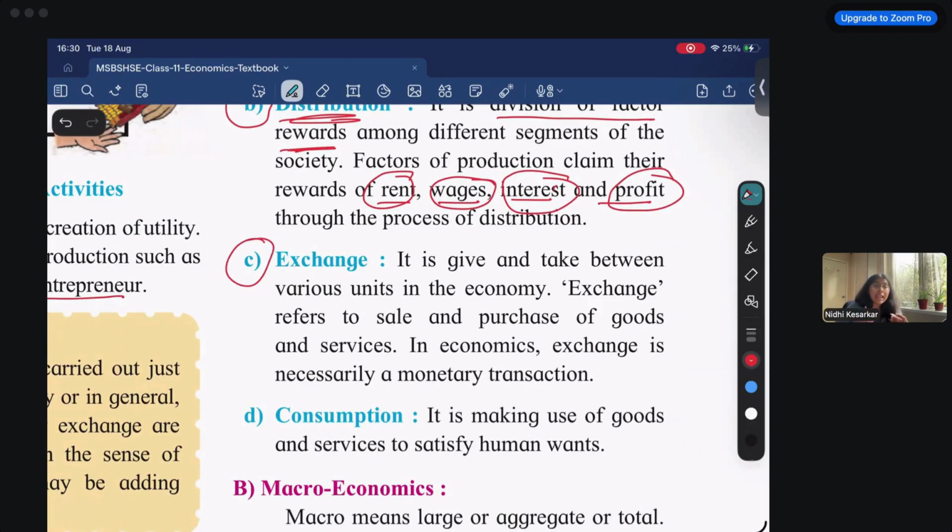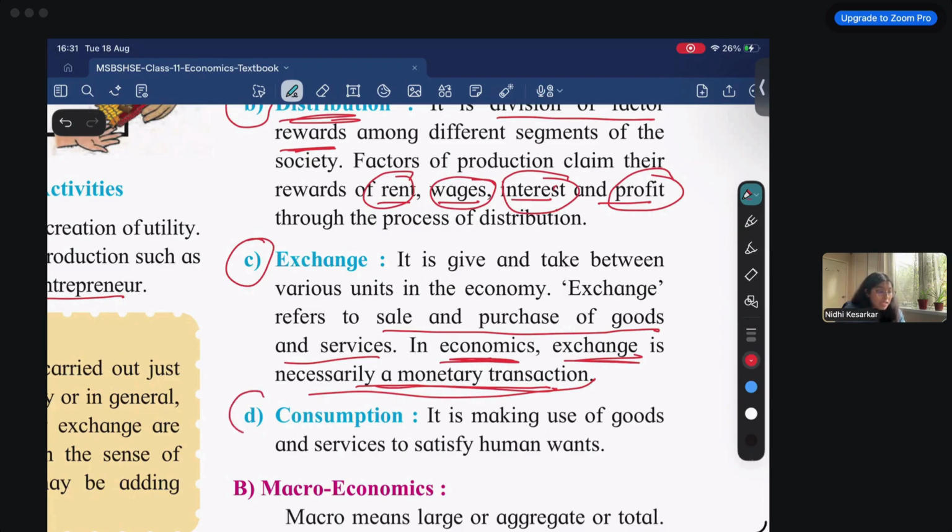Next comes exchange. Exchange means sale and purchase of goods. You sell, I buy. I sell, you can buy. So, sale and purchase of goods and services. In economics, exchange is always a monetary transaction. It can never be barter. It can never be that I give you rice, you give me milk. No. I give you rice, you give me money. That is a monetary exchange where money is involved. No other goods can be involved. So it is necessarily a monetary transaction itself.